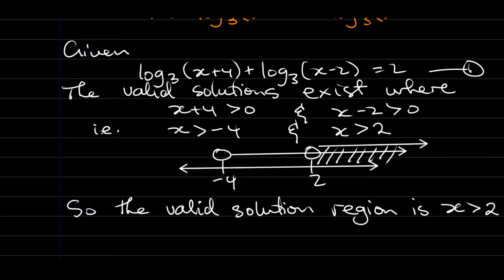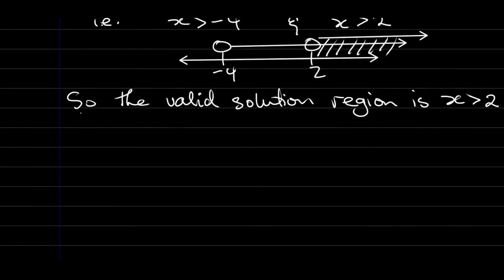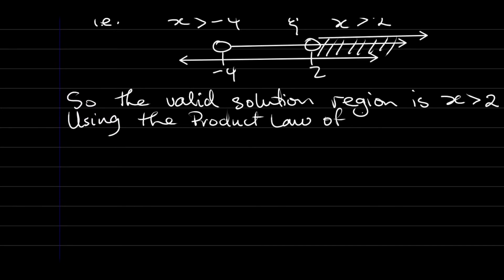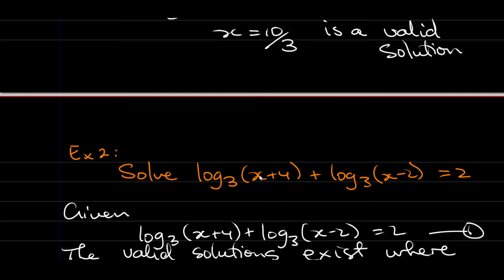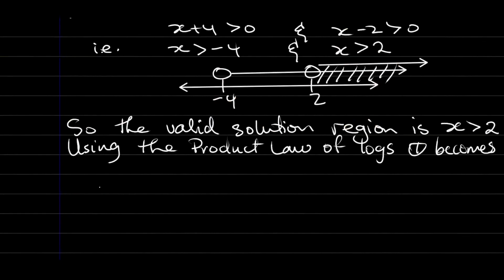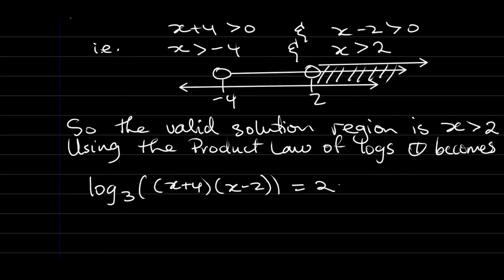So once x is greater than 2, it's the valid solution region, and we can say using the product law of logs, 1 becomes, what does 1 become? Well, product law here, that means that this multiplied by this. So we're going to have here log to the base 3 of x plus 4 and x minus 2 close bracket is going to be equal to 2, right?